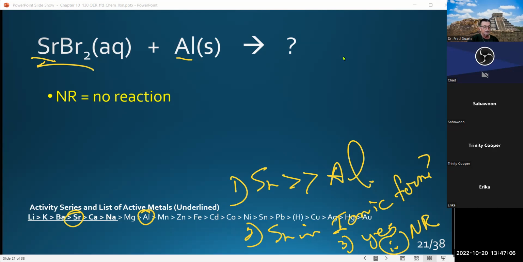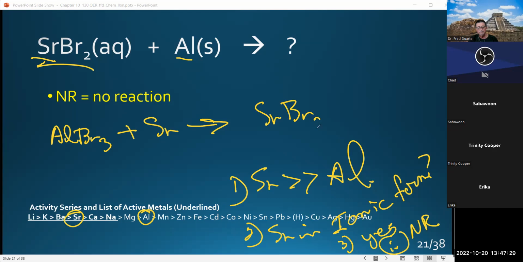Okay? Now, if you do the opposite, meaning that now I take aluminum bromide, and I react that with Sr, guess what? Yes, I will get strontium bromide plus aluminum. Okay.